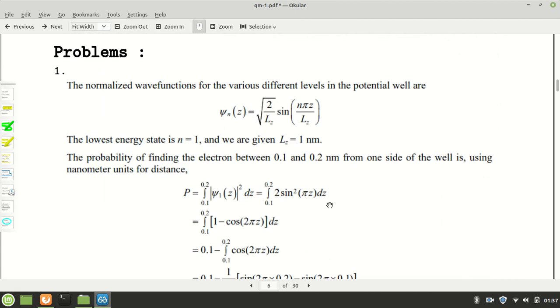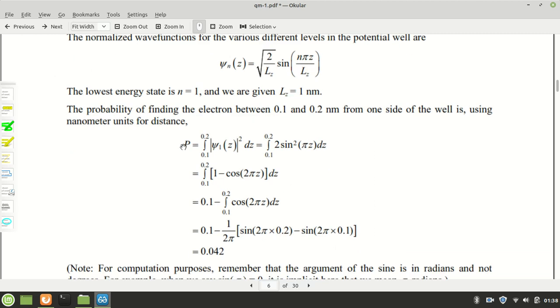Now let us take an example. Here in the problem, it is told that a quantum mechanical system, a moving particle, has wave function psi_n equal to this. Psi_n is the nth state wave function. For this case, let us assume that n is equal to 1. So for the first state, the wave function can be written, and Lz is a dimension of length having 1 nanometer value. So the question is, what is the probability of finding an electron, that is the quantum mechanical particle, between the length 0.1 to 0.2 nanometer.